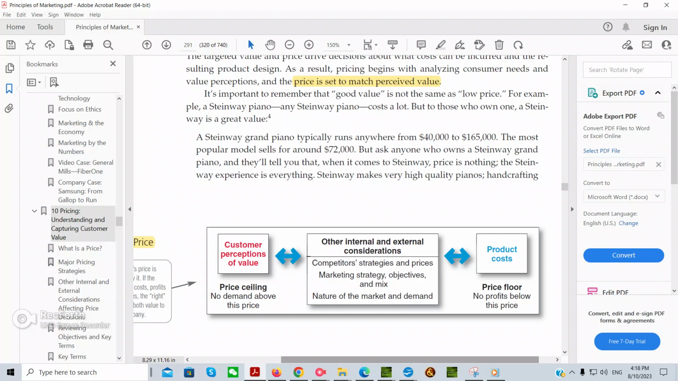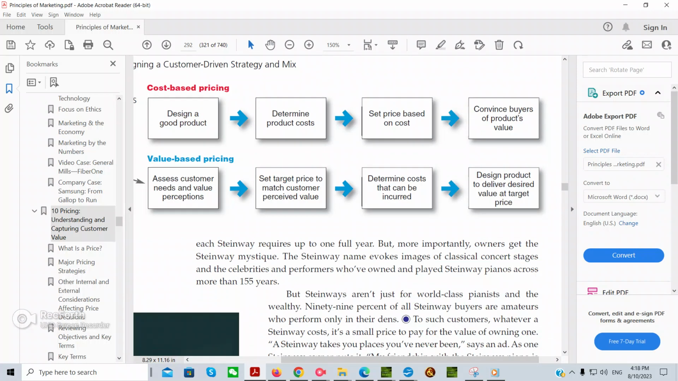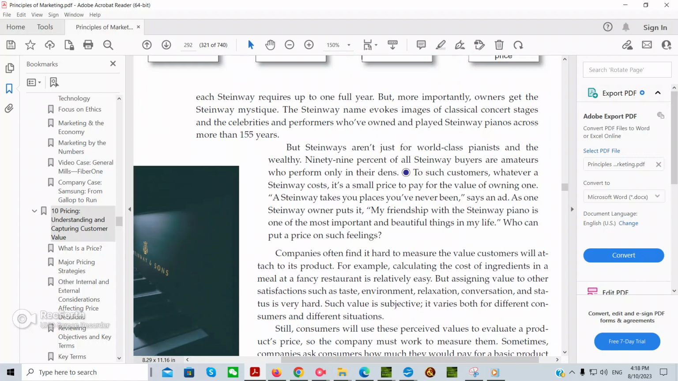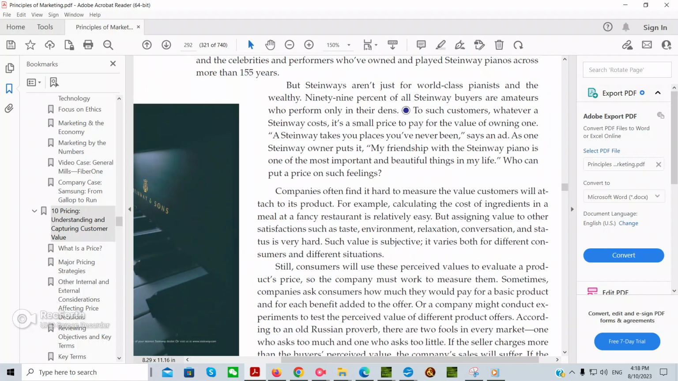So, it's more like no revenue below this price. But yes, also meaning you can't set your price below the cost, because if you do, you won't have any profit at all. Okay? That's what it is.